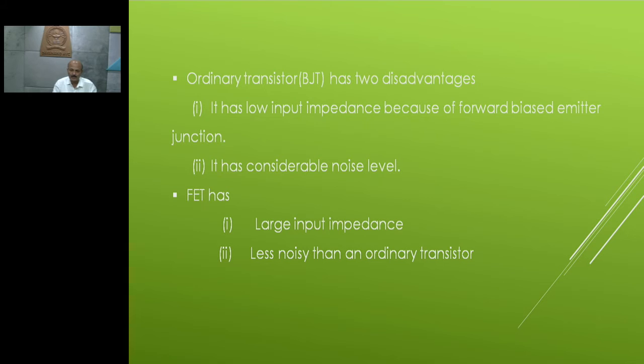Now looking at the second point, the FET is less noisy. That means the noise level at the output of FET is less as compared to the ordinary transistor. So when we compare these two disadvantages of BJT and the advantages of FET, we observe that FET is better than the BJT.